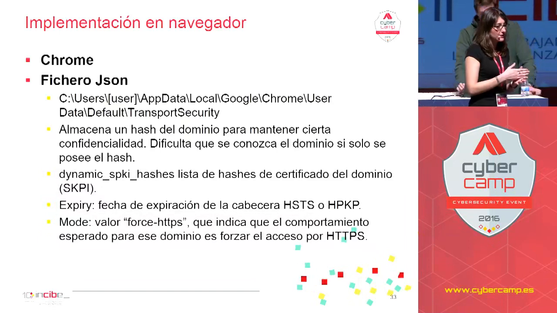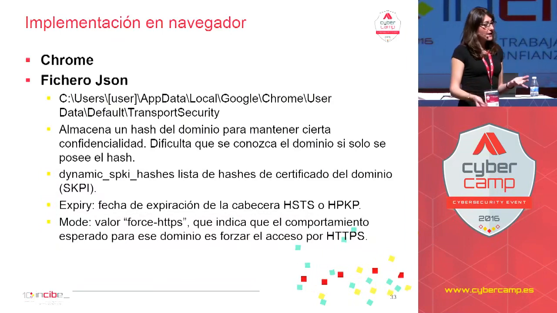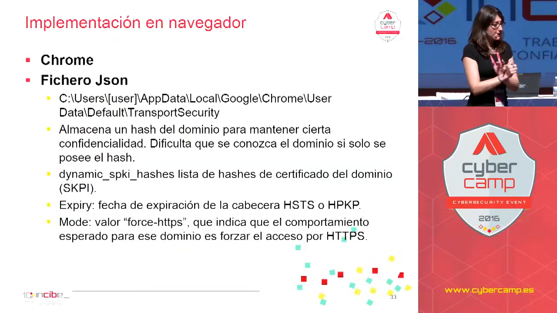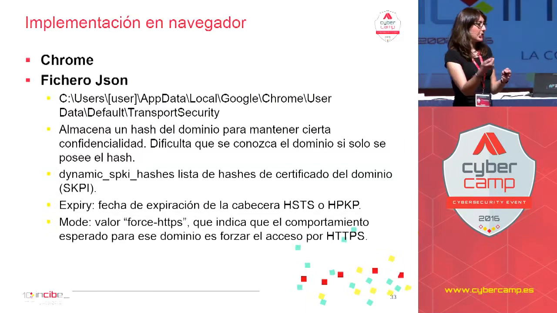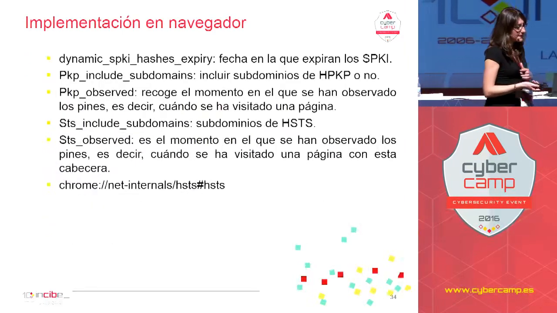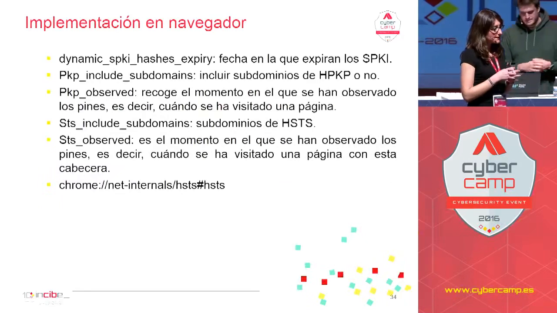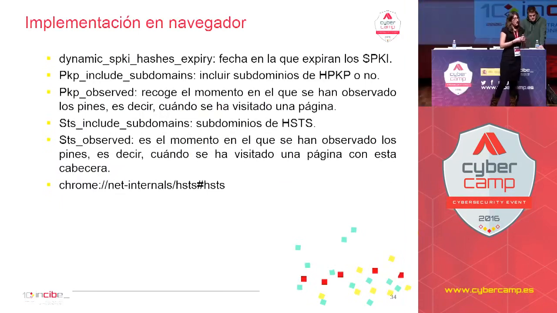Then there are some fields with similar indications as before: a hash list and a certificate list, expiry date for the headers, and then there's this other value where the process would be forced to go through HTTPS. Apart from all that, we have the expiry date or expiration date for hashes, and whether we want subdomains to be included or not, and then there is the time when the pins were observed, both for HPKP and HSTS.